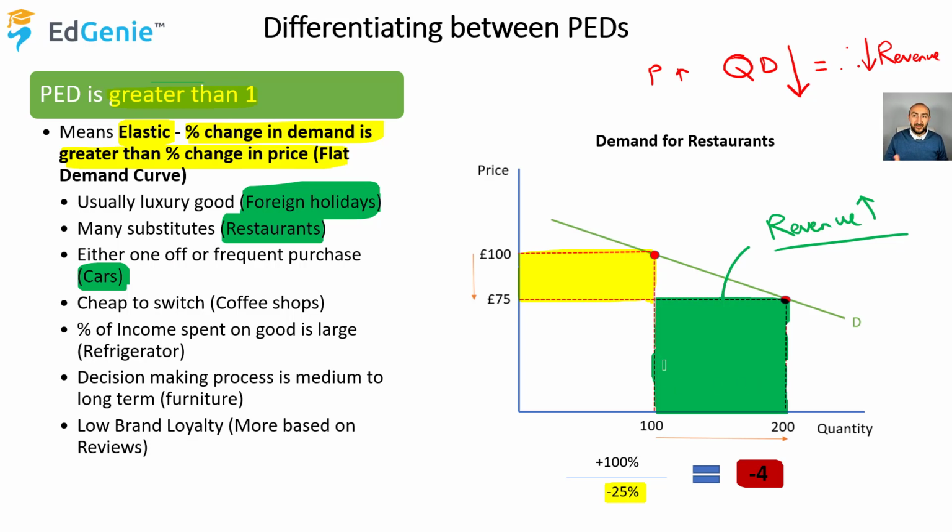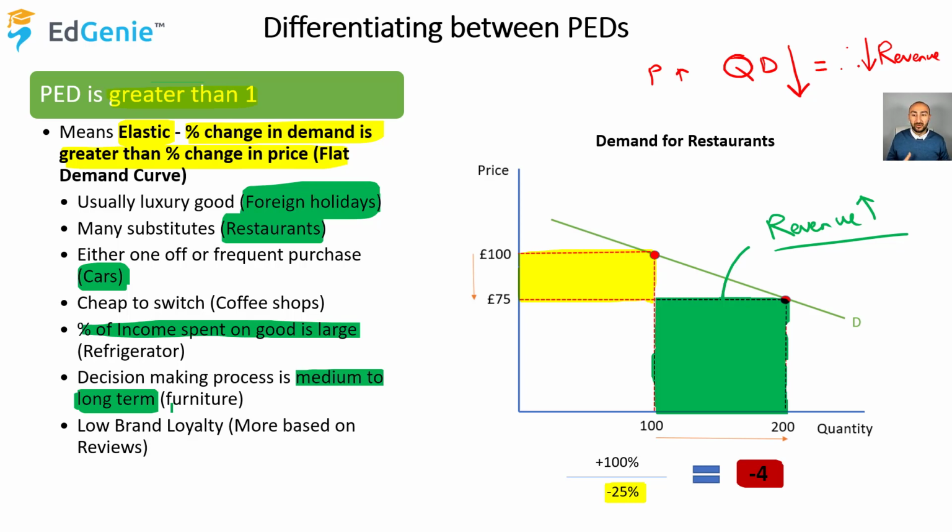And if the price of Mercedes goes down, there's going to be a significant demand, a greater than proportionate change in demand for Mercedes, because it's a one-off, big purchase, so the percentage of income spent on the good is large as well. Whether it's a refrigerator or a car, you're making a very significant decision in your life. So understanding that the decision-making process is medium to long term, and that it might be a one-off purchase, is key in setting a price that suits the consumer's requirement.